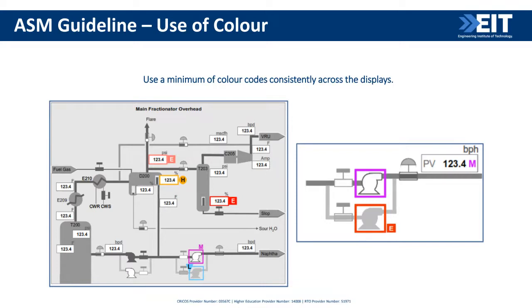Also, in general, color coding to indicate materials in a process line is actually not recommended. But having said that, if the organization and the operators feel that it is going to aid them, then yeah, color coding could be used in the process line.